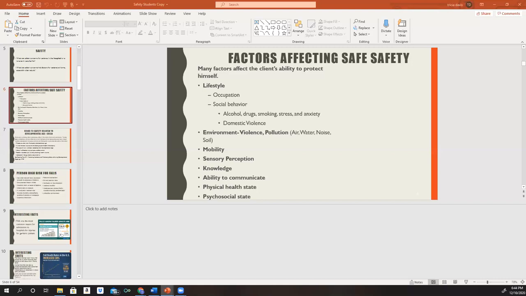And then knowledge. How educated is your patient? Not everybody has a clear understanding of exactly what's going on. And if people don't understand certain situations, that puts them at risk for having an injury and not being safe. And then ability to communicate.